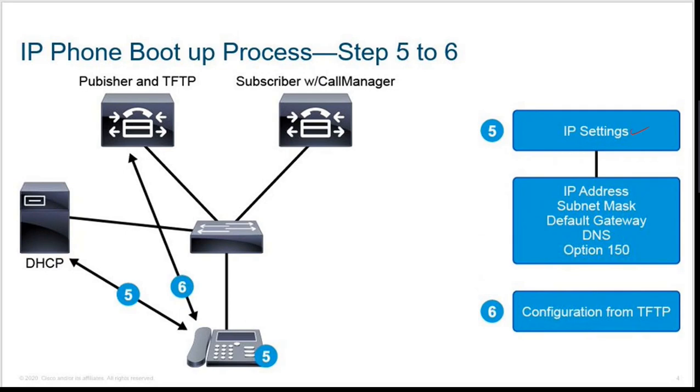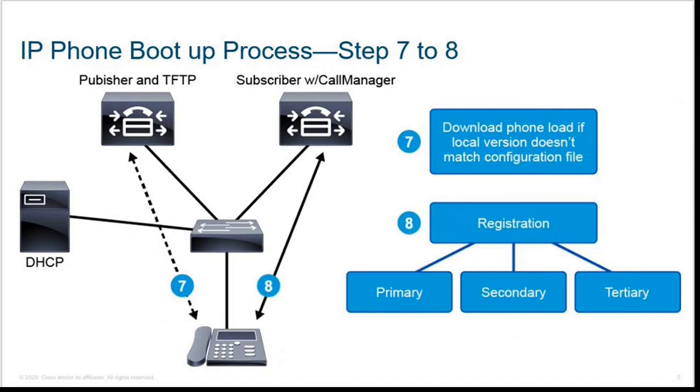Next, it needs the IP settings. In the IP settings, it requires an IP address, subnet mask, default gateway if there is any, DNS information, and option 150. These are all the IP settings it requires, which it gets from the DHCP server. Once it has received all this information, including the option 150 information, it goes next for the configuration from TFTP. It downloads the phone load.